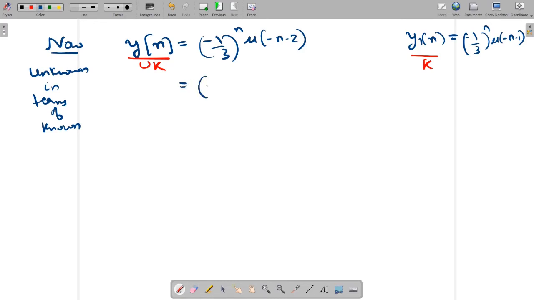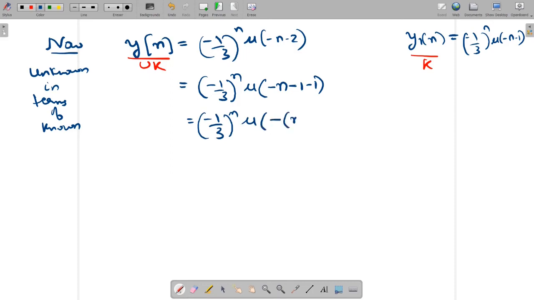We can write this as minus 1 by 3 raised to n u of, okay, I can make this minus 2 as minus n minus 1 minus 1. Anything wrong? No, right? Minus 1 by 3 raised to n u of minus of n plus 1 minus 1. No change, right? Minus n minus 1, same thing you will get again. So, what you are seeing, something is developing right over here. So, it is minus 1 by 3 raised to n u of minus n plus 1 minus 1. Alright. If I can write this this way, minus 1 by 3 raised to n plus 1 u of minus of n plus 1 minus 1.